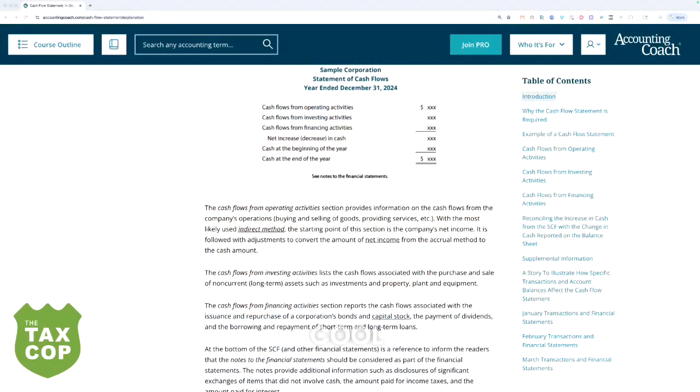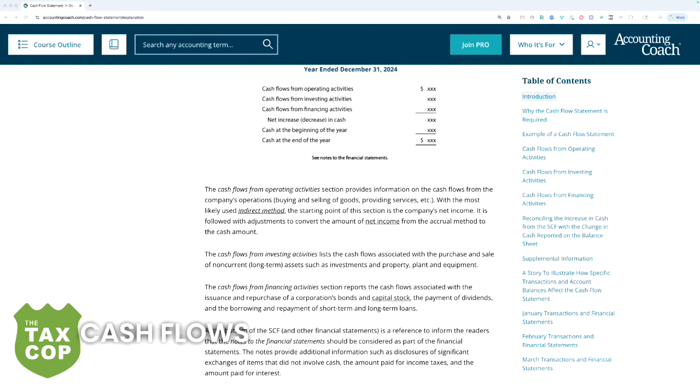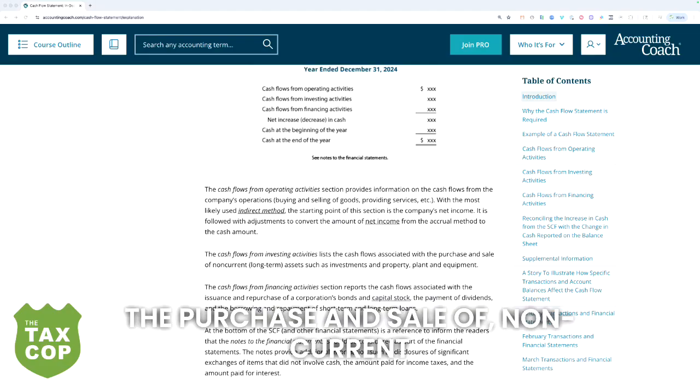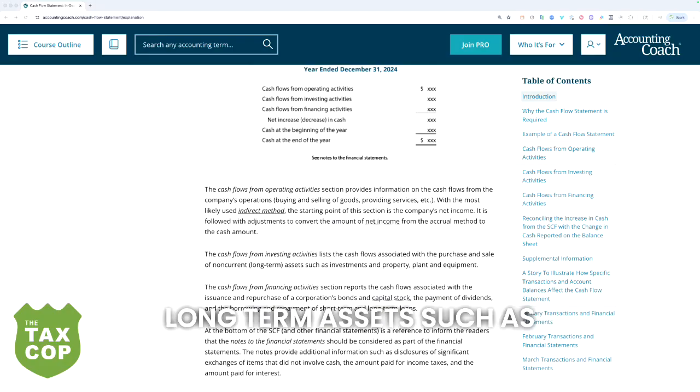Got it? Cool. All right, cash flows from investing activities list the cash flows associated with the purchase and sale of non-current, long-term assets such as investments, property, plant, and equipment.